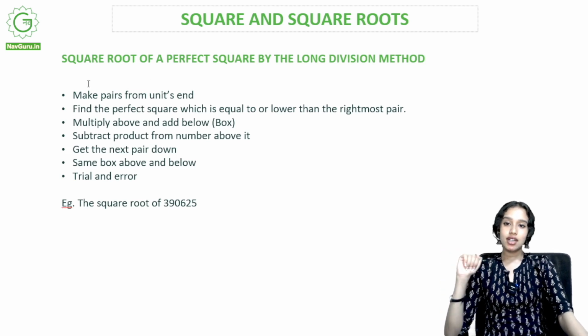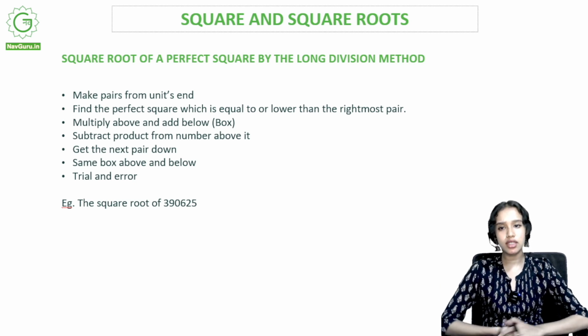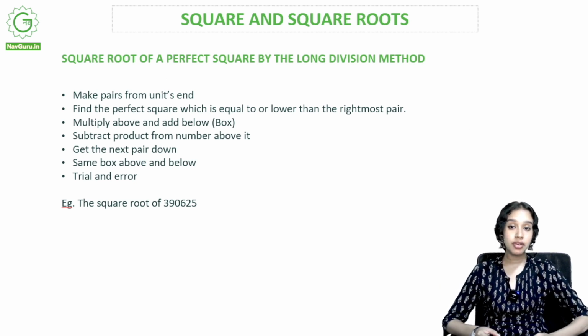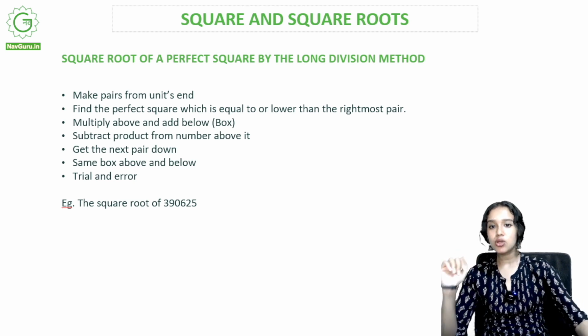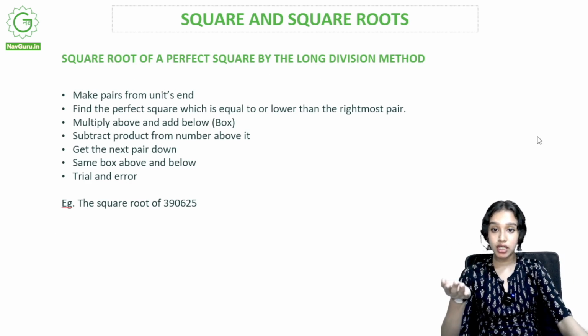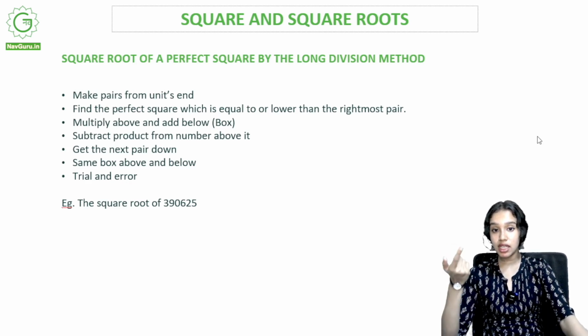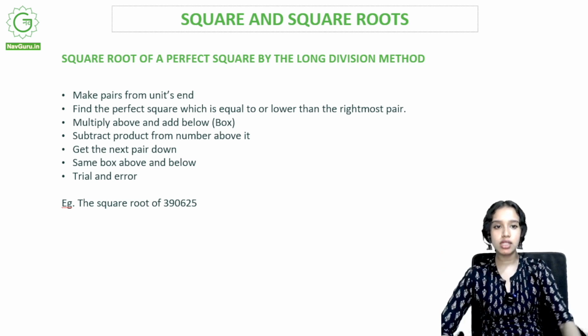Now, square root of a perfect square by long division method. What do we do in here? How do we find the square root of a perfect square by long division method? So, if you're reading what is written here, it's written that make pairs from units end, find the perfect square which is equal to or lower than the rightmost pair, multiply above and add below the box, subtract product from number above it, get the next pair down, same box above and below, trial and error. It seems a lot confusing. So let's see how it's done.